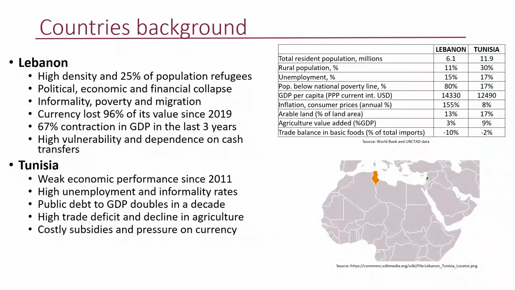Public debt to GDP has doubled in the last decade, and there is a high trade deficit and a decline in agriculture's share of GDP. And since Tunisia has implemented subsidies to support the population, these subsidies have become increasingly costly since there is a currency devaluation and high dependency on foreign trade to secure some basic commodities.